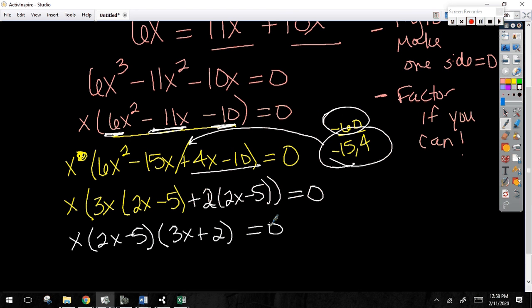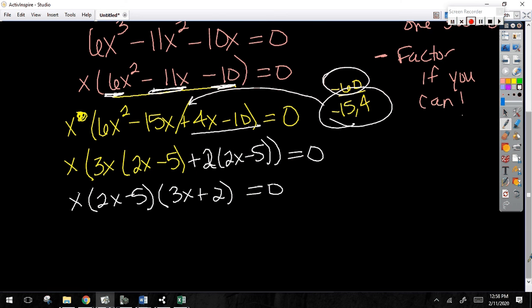Now remember, my whole goal was to find out what x equals. And so I know if I'm multiplying things together and they give me 0, then I need to set everything that's being multiplied equal to 0. So I'm going to set even this little x in front. That's x times that. So I'm going to say, okay, x could be 0.